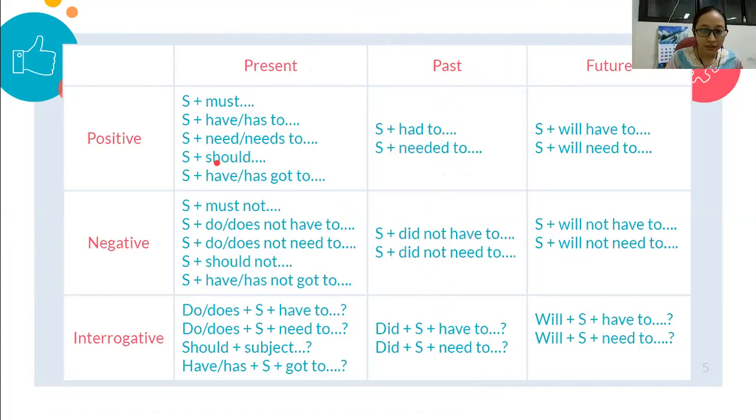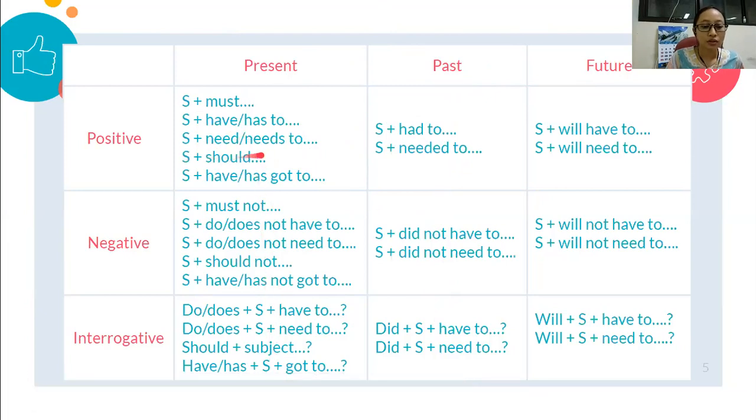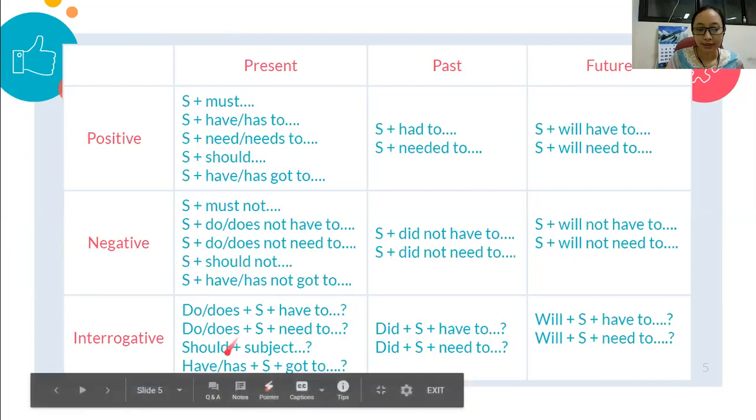Next is should. Nah, should ini juga tidak ada bentuk past dan future-nya, but should can be used in positive sentence, in negative sentence, and also in interrogative. I should do it. I should not do it. Should I do it?